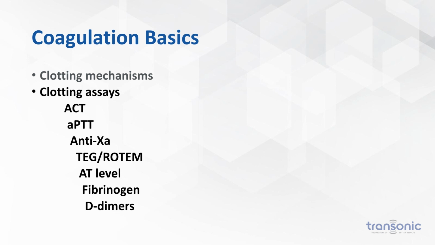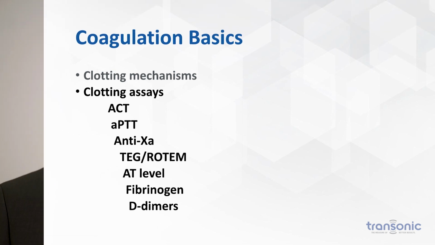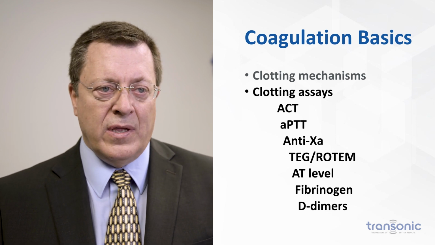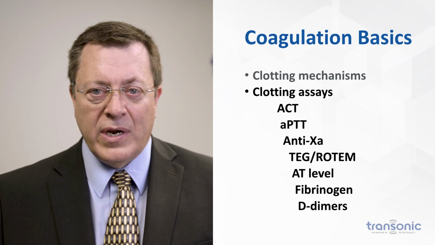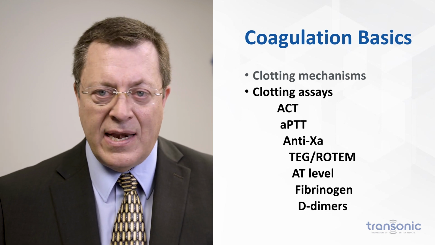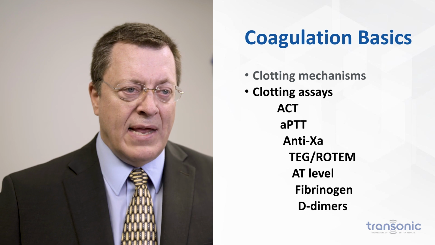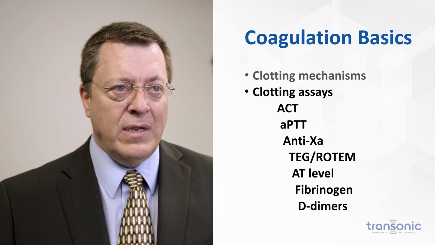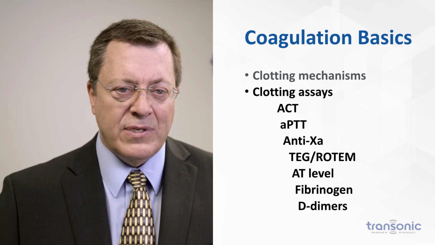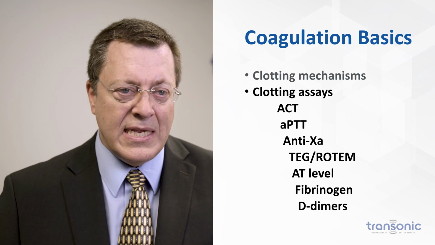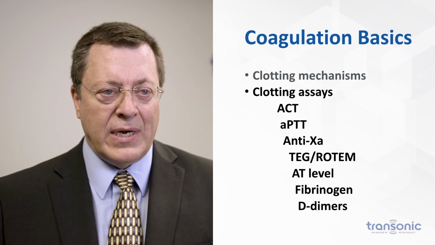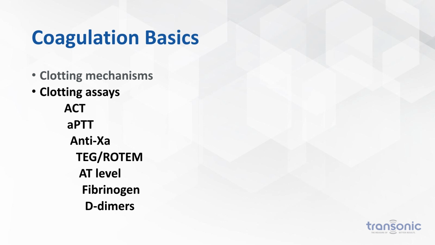Once we're in clinical practice, we learn about the different clotting assays, from the ACT, the ACT-LRs for the low molecular range heparin, APTTs modified from PTs, anti-factor 10A, the thromboelastographs, rotational thromboelastometry, both of which are still being debated, antithrombin levels, fibrinogen levels, and lately D-dimers, which are very good at showing fragments of fibrin in the bloodstream.